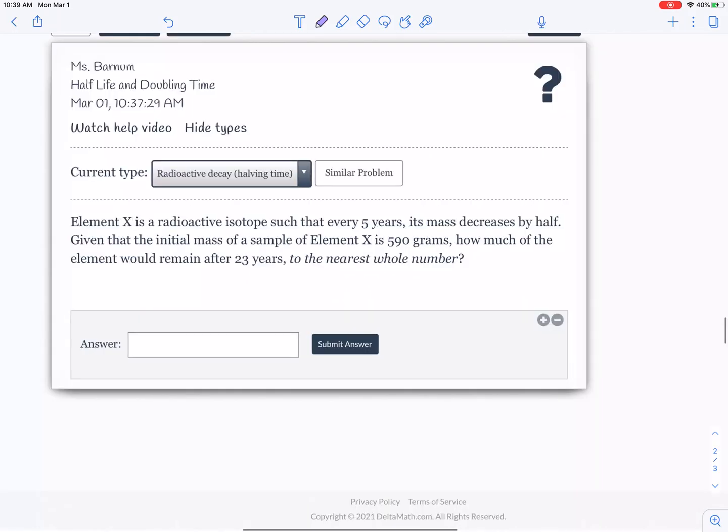What I have to do is do math without all of the numbers given to us. So how are we going to do that? Well, first of all, I recognize that at the beginning, when I have 590 grams, that's 100% of all of the grams.